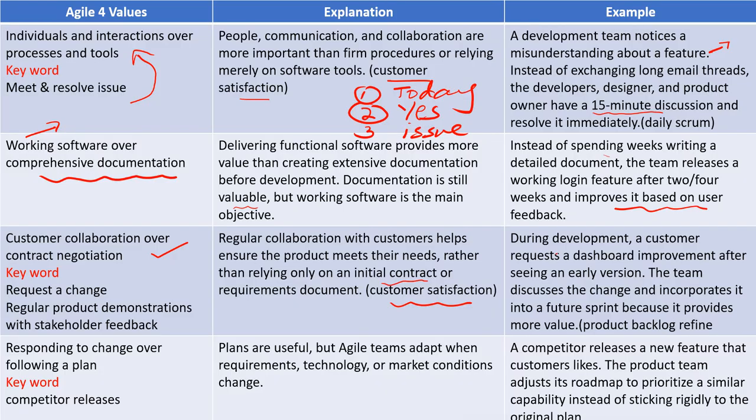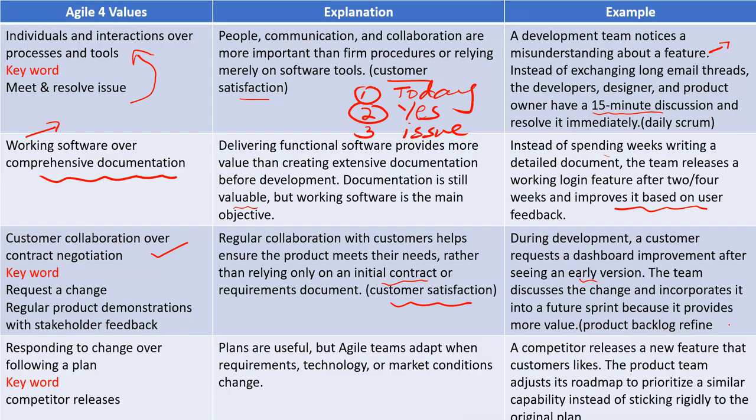So here is the example. During development, a customer requests a dashboard improvement after seeing an early version. Here you will just make the prototype and show it to your audience or your customer. They have requested a change on the dashboard. So whatever change comes, first you have to evaluate it and check whether that change will add value to our product. The team discusses the change and incorporates it into a future sprint because it provides more value.